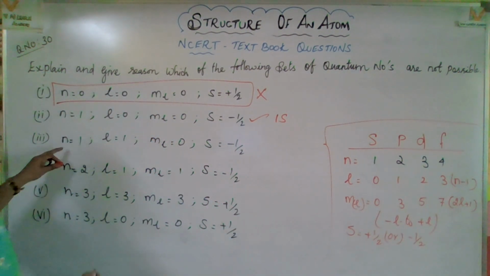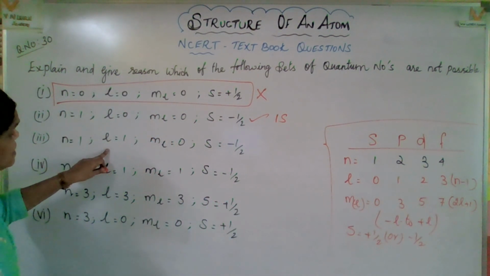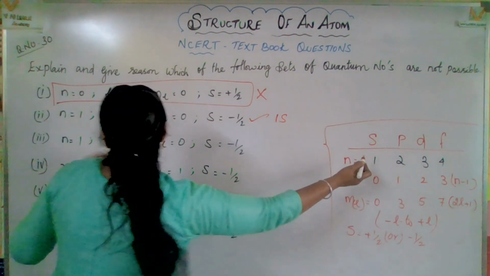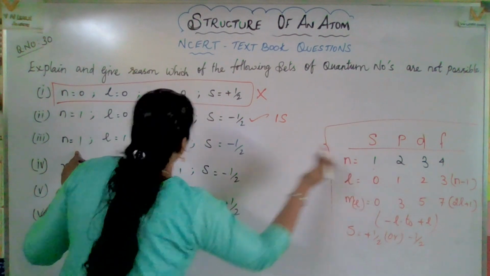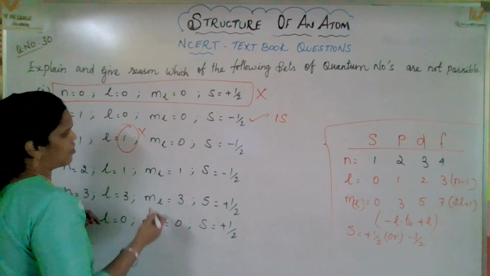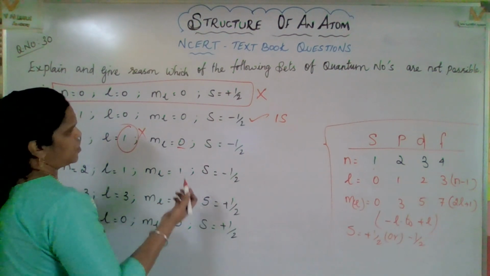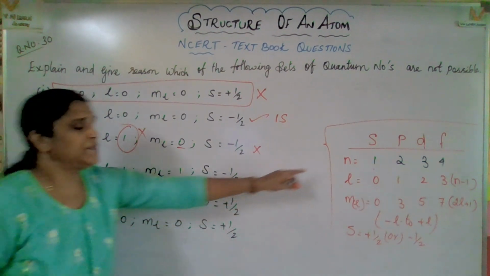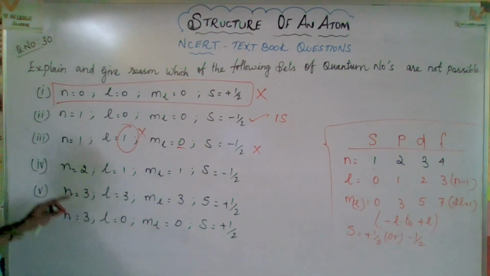Right? Okay, n equal to 1, l is also 1, m is 0. n equal to 1 means l equal to 0 only. But here they mention 1. Wrong here also. And here of course 0 only. So this is also not possible. And from this only you will get an idea. That's what I purposely mentioned.